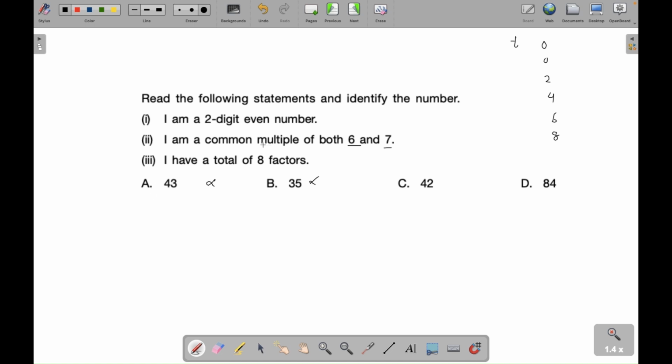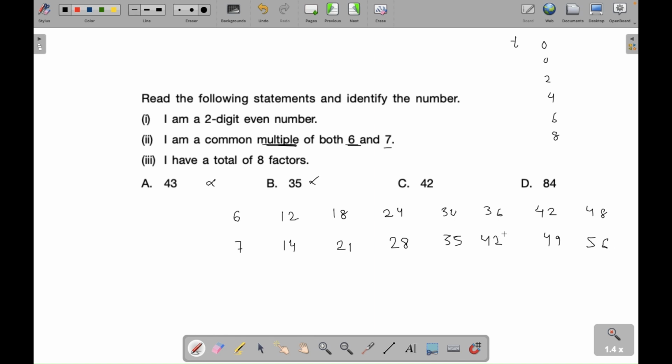What does common multiple mean? First of all, we'll see what multiple means. The multiples of 6 are 6, 12, 18, 24, 30, 36, 42, 48 and so on. What about 7? The multiples of 7 are 7, 14, 21, 28, 35, 42, 49 and so on, 56.